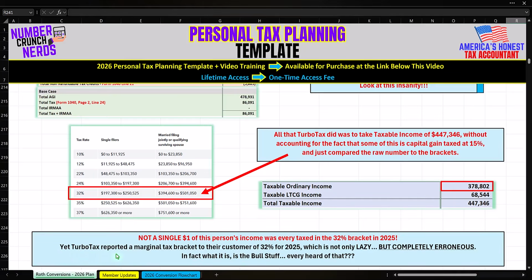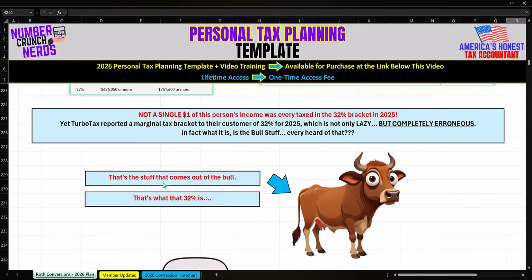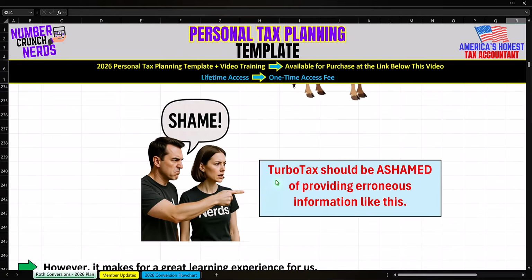Yet TurboTax reported a marginal tax bracket to their customer of 32% for 2025, which is not only lazy but completely erroneous. In fact, you know what it really is? It's the bull stuff. You ever heard of that? That's the stuff that comes straight out of the bull. Okay, that is exactly what that 32% number is. It's the bull stuff. And TurboTax should be ashamed of providing erroneous information like this to their customers.